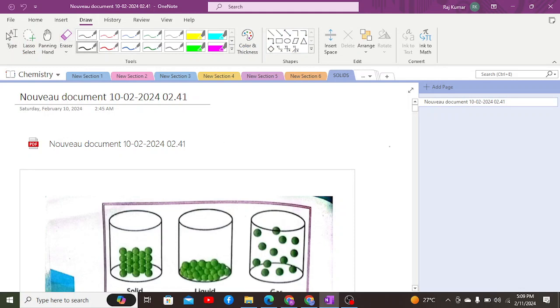Solids, basically, first and foremost, according to the kinetic molecular theory, are a state of matter which has the lowest amount of kinetic energy, in which the molecules are tightly packed with each other in a regular geometrical manner.